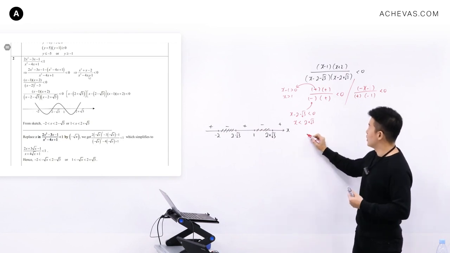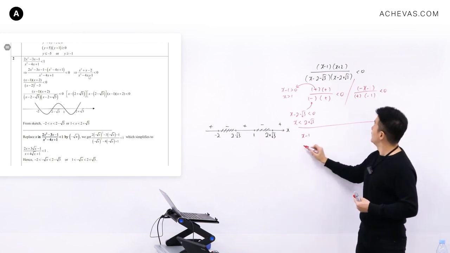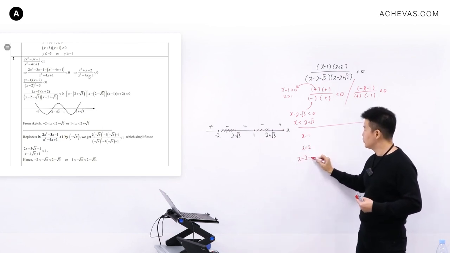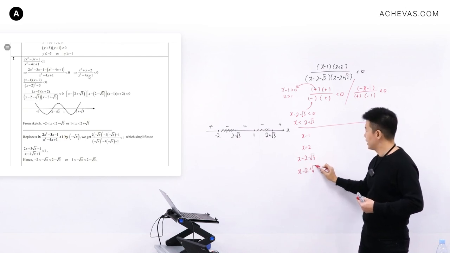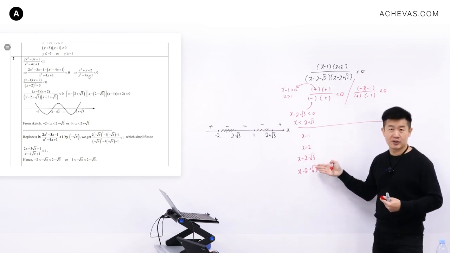So what we were supposed to do was to look at this expression. So x minus 1, we are supposed to look at x plus 2. We are supposed to look at x minus 2 minus square root of 3. We are supposed to look at x minus 2 plus square root of 3. And we want to know when are the terms positive or negative.